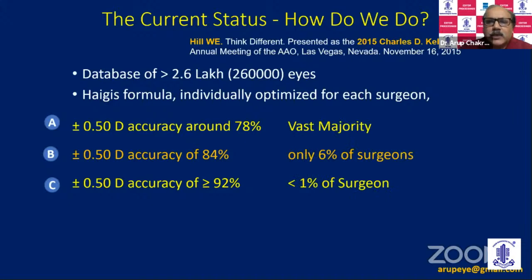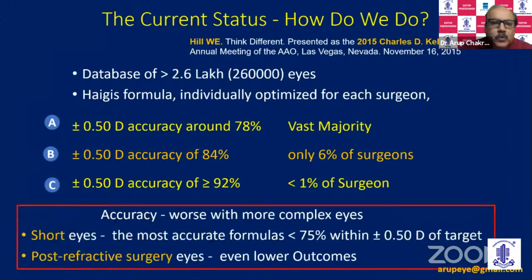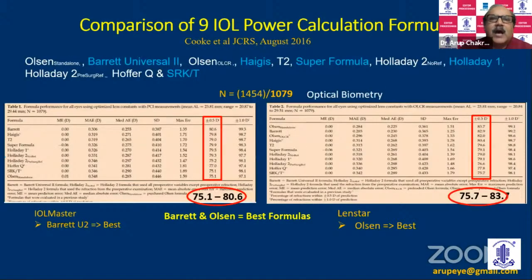The vast majority of the surgeons using this database would land only 70% of the eyes within a refractive accuracy of 0.5 diopter. And less than 1% of the surgeons were able to reach this level of accuracy in 92% of the eyes. So there was a long way to go. And the results were even worse when you dealt with eyes with extremes of axial length or post-refractive surgery eyes.